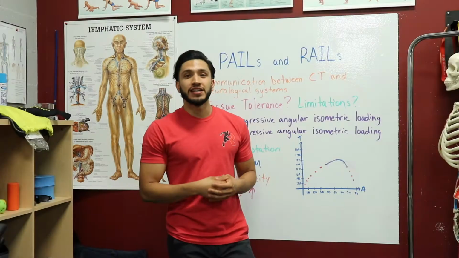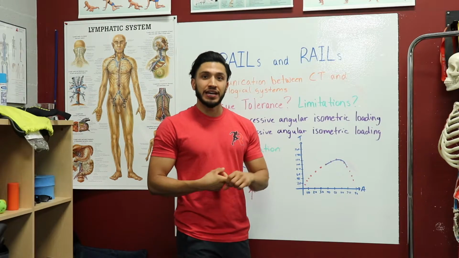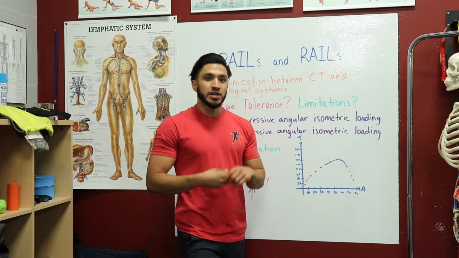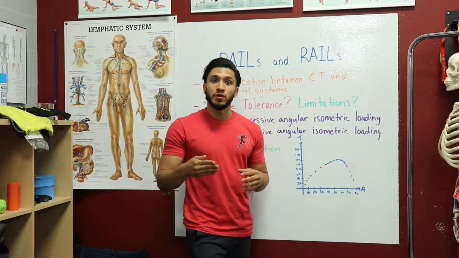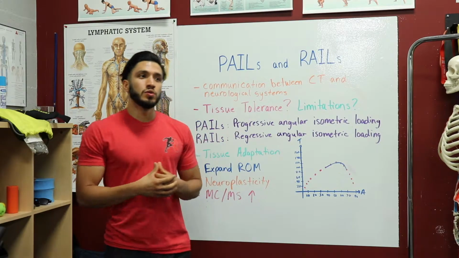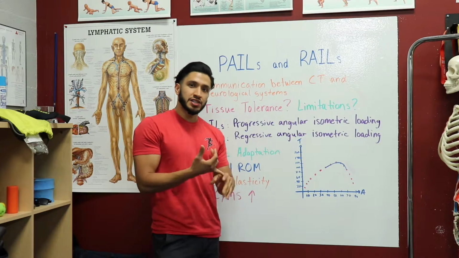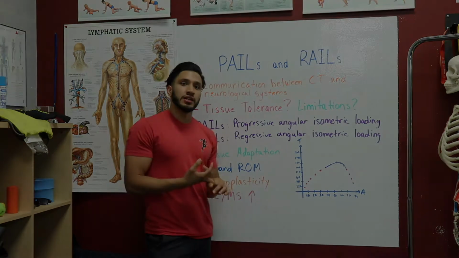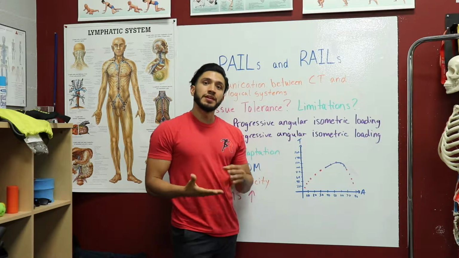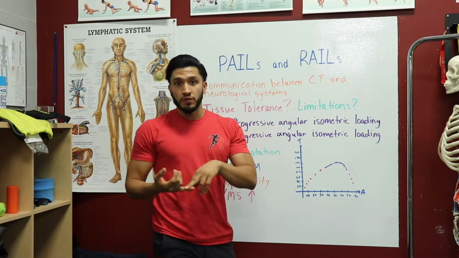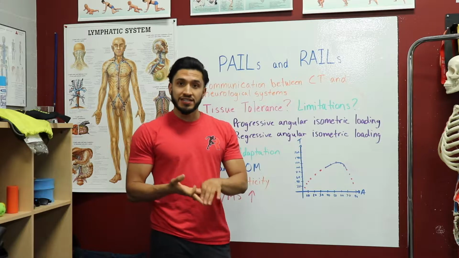So PAILs and RAILs stands for progressive angular isometric loading and regressive angular isometric loading. So you're taking whatever exercise or stretch that you're doing and you're isometrically loading both sides of the tissue. With PAILs and RAILs, it's basically going to utilize the concept of isometric training with stretching. It allows us to create tissue adaptation, and it can be used to progressively overload the tissue. You can use it in a rehabilitation setting.